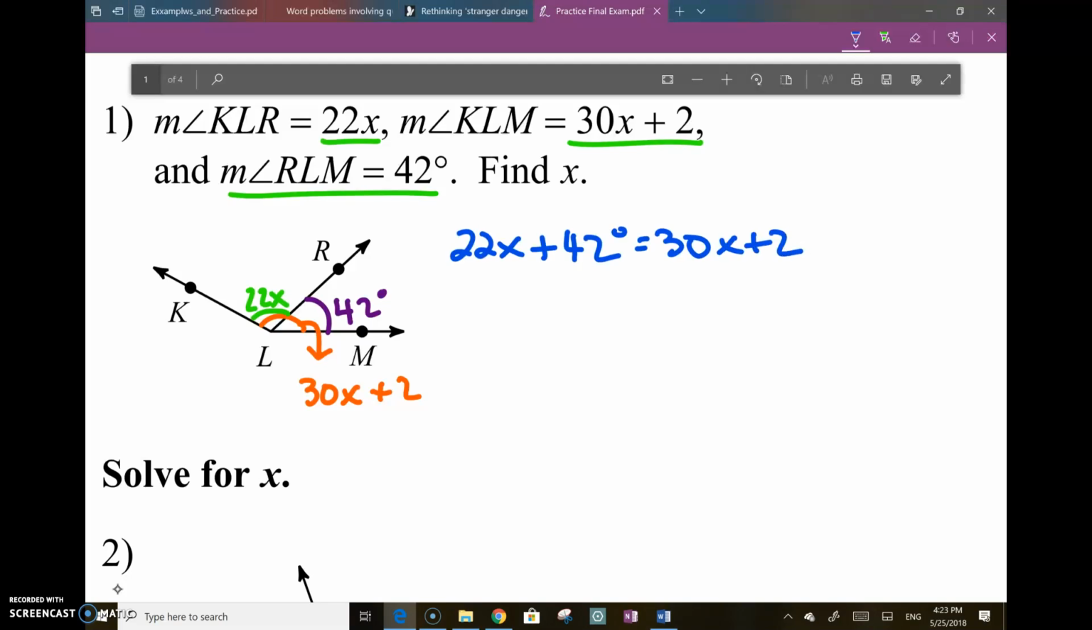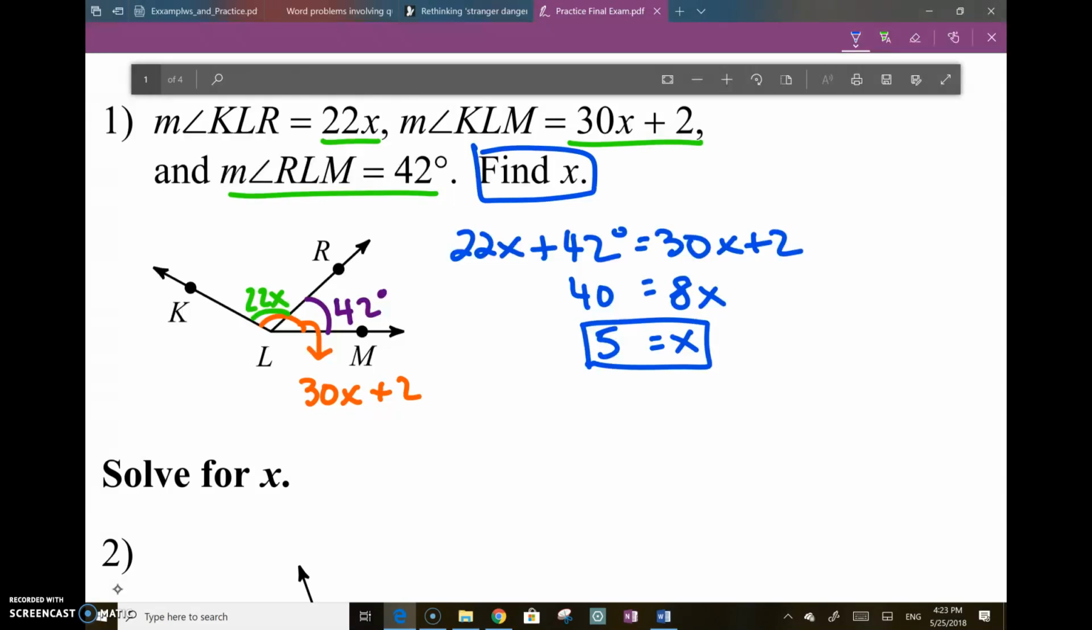From this point, it's back to Algebra 1A and solving a regular equation. Taking some shortcuts, if I subtract 2 on both sides and move the 22x to the other side, I get 40 is equal to 8x, and that means that x is 5. Now, this doesn't mean that it's 5 degrees, because none of the angles are called just x, but the value of x, which allows us to get the value of an angle, is 5. That's all we have to do here, find x, and we did. So that would be the end for number 1.